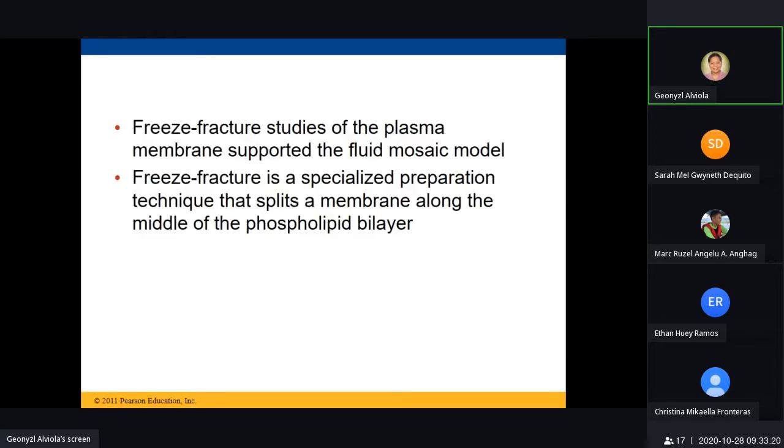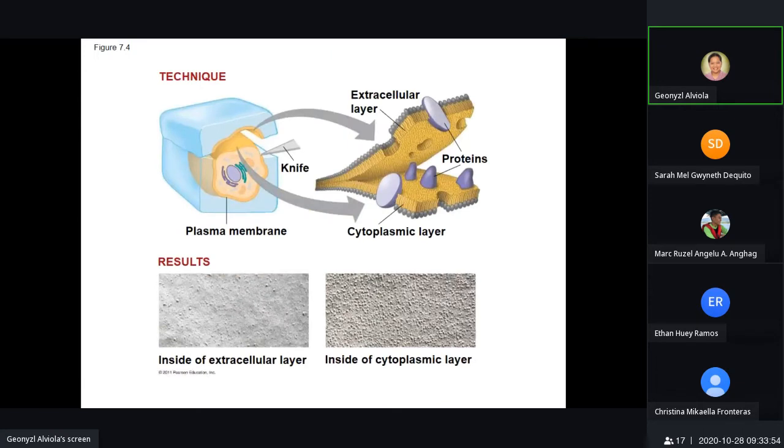Freeze fracture studies of a plasma membrane support the fluid mosaic model. So between the proposals of the two scientists, through this method, it proves the model of Singer and Nicolson. So freeze fracture, this is the technique that splits a membrane along the middle of the phospholipid bilayer. So this is the technique in which they have to parang i-freeze nila yung cell.